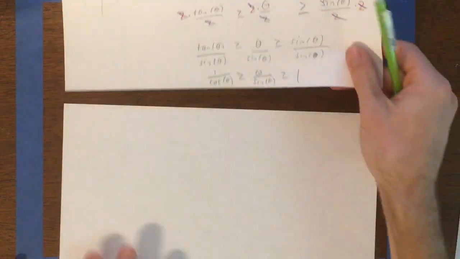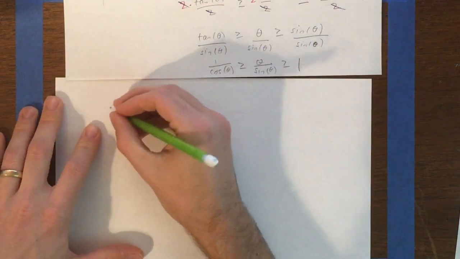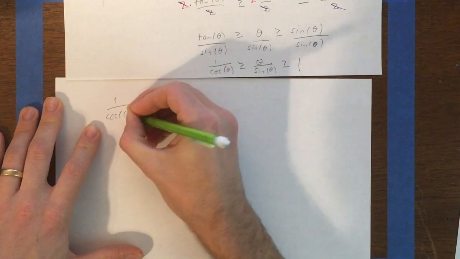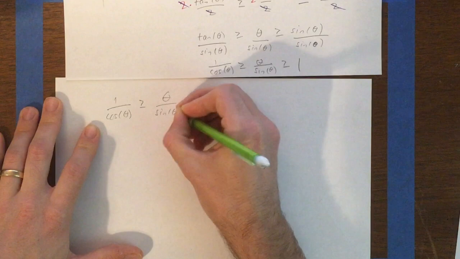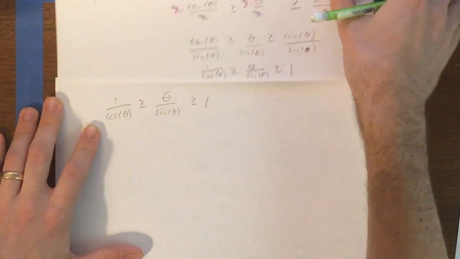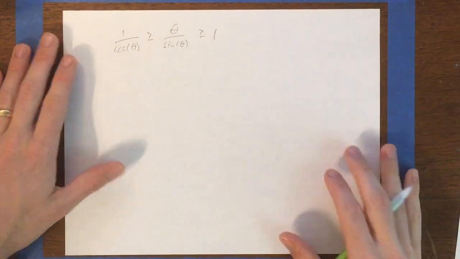So let's start from there. I'm going to rewrite what we have. So far, we've got 1 over cosine of theta is greater than or equal to theta over sine of theta, which is greater than or equal to 1. So that's where we have gotten to.